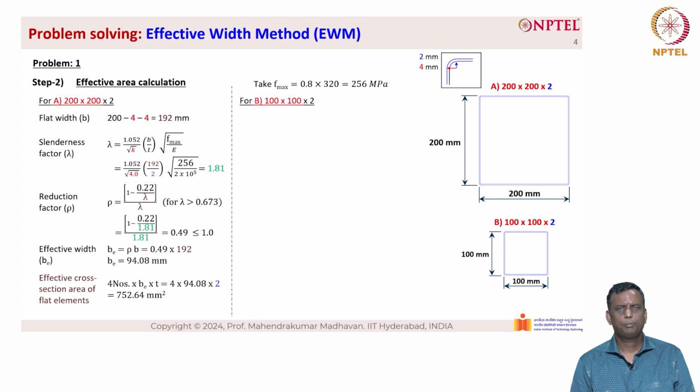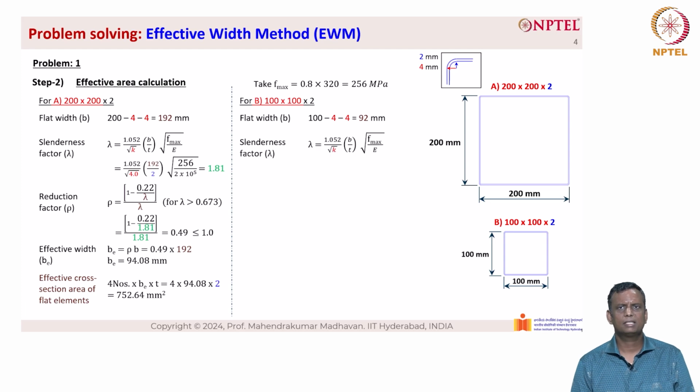And for cross section B, we have 100 by 100 by 2. The flat width here is calculated as 100 minus 4 minus 4. Here the outer corner radius is 4 on one side and the outer corner radius is 4 on the other side. So 100 minus 8 is 92 mm.